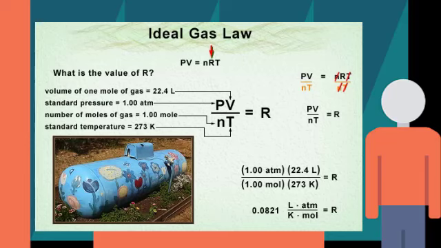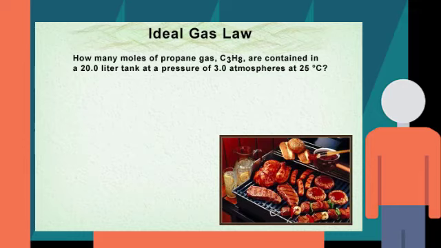Using the value of R, the ideal gas law can be used to calculate the 4th factor when the other 3 variables in the equation are known. For example, how many moles of propane gas, C3H8, are contained in a 20-liter tank at a pressure of 3 atmospheres at 25 degrees Celsius? This can be determined using the ideal gas law PV equals nRT.